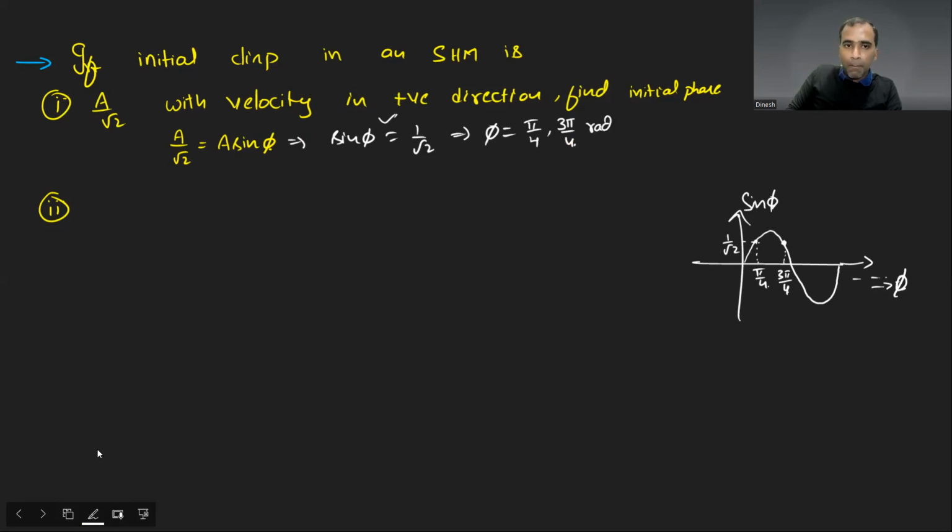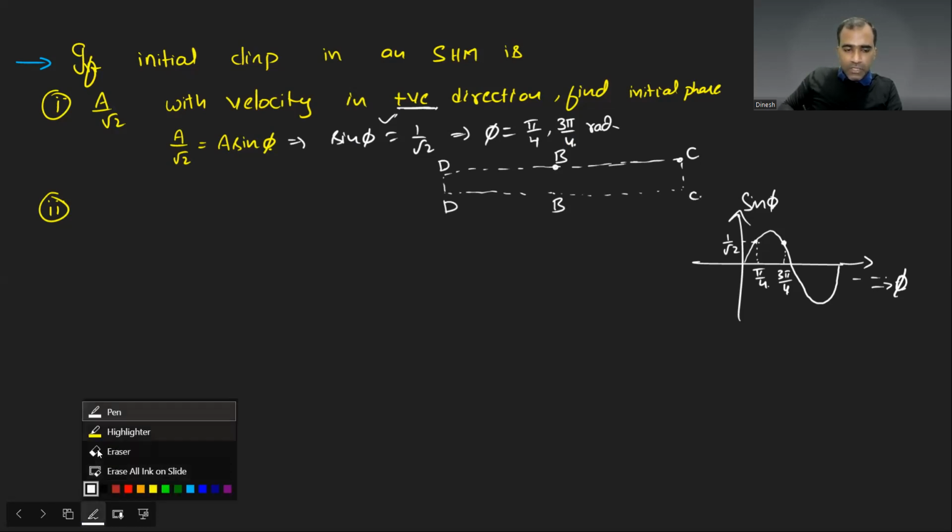Very good. But they said that it is in the positive direction. So when they say it is in the positive direction, here it goes from B to C, C to B, and then from B to D, observe carefully, and then from D to B, and it is traveling like this. What is the total phase?